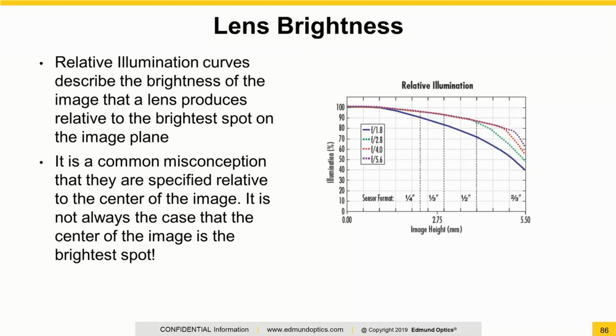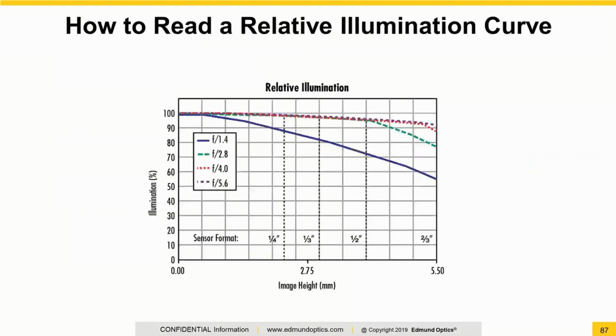Generally speaking, these curves slope from the left side of the plot all the way down to the right. And generally you see that slope. It is somewhat of a misconception that a relative illumination curve is relative to the center of the lens. That's not always the case. I want to break down how you actually read one of these curves, though.